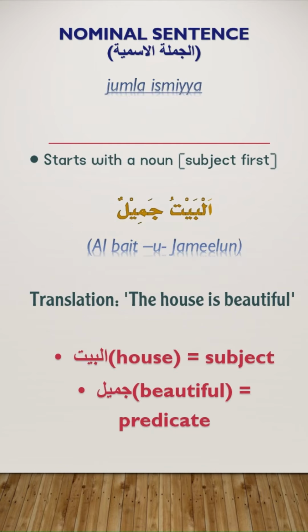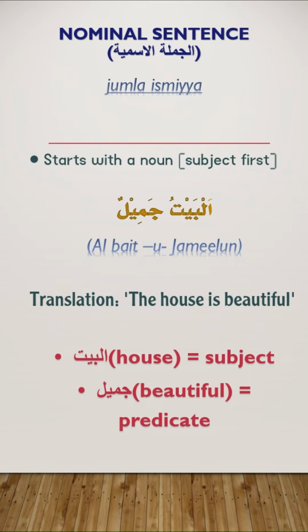The first type is called a nominal sentence or al-jumla al-ismiyya in Arabic. This sentence starts with a noun, which means the subject comes first. Look at this example. البيت جميل. Which means the house is beautiful. Here, البيت means house and is our subject, while Jameel means beautiful and tells us about the house.